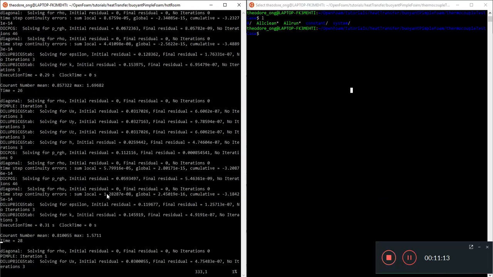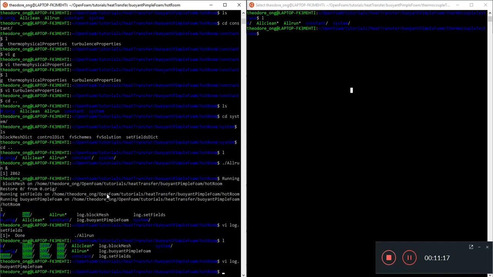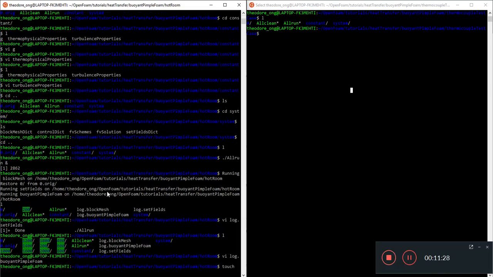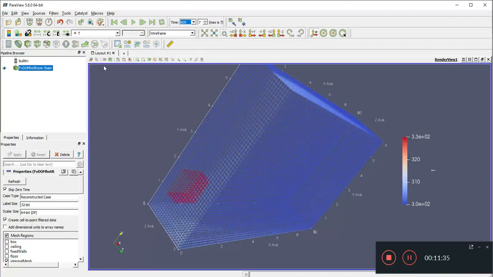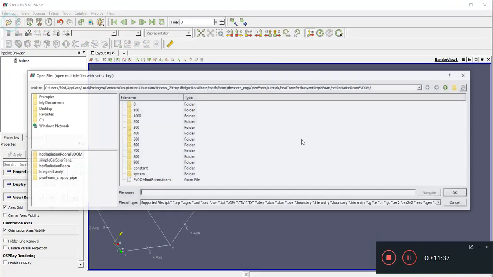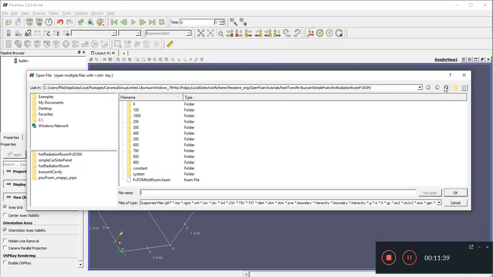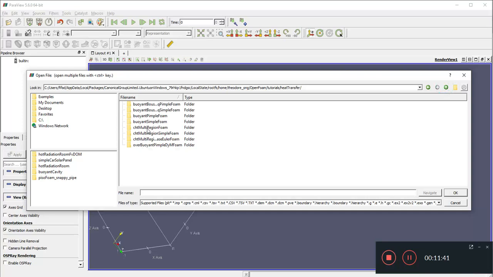This is surprisingly fast. All right, so we can take a look at this. We can take a look at the output. buoyantPimpleFoam, hotRoom. I don't suspect there to be much temperature change, but it's just a demonstration that this solver actually works.